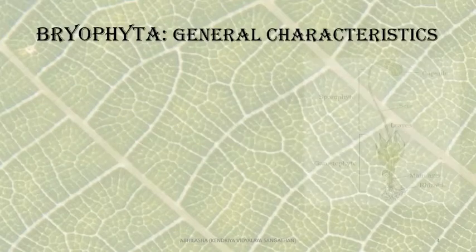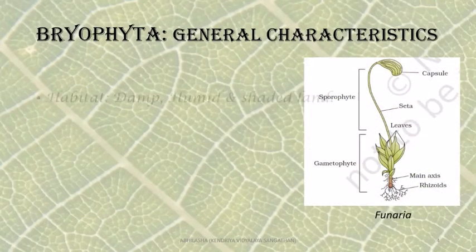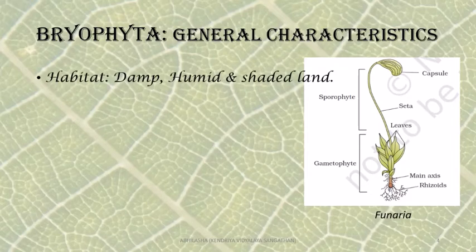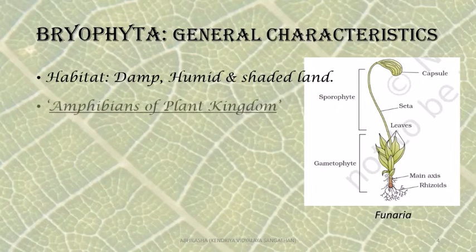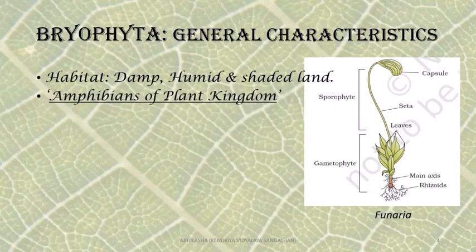First, some general characteristics. Bryophyta are generally found in damp, humid and shaded land areas. They are known as amphibians of plant kingdom because they live on land, but they need water for sexual reproduction. So their life cycle will not be complete in absence of water. So they have to stay on land which is close to water and is usually moist.